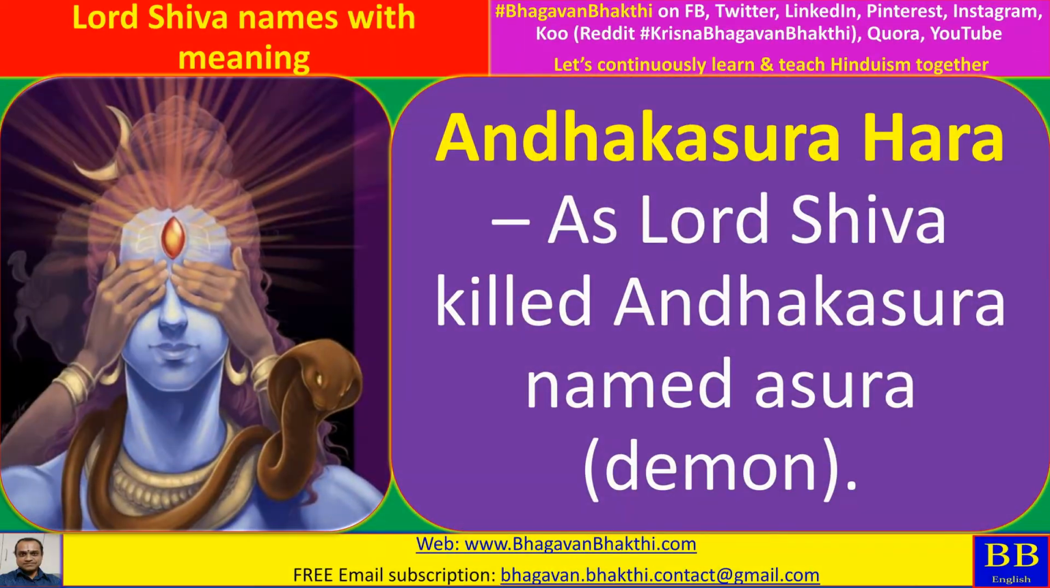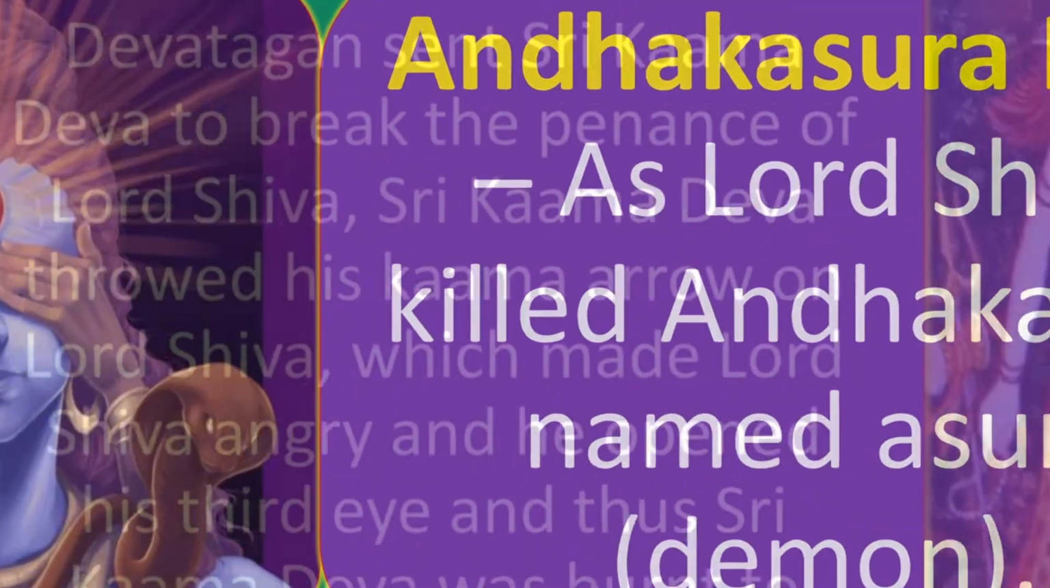Lord Shiva is called Andhakasura Hara because Lord Shiva kills a demon called Andhaka. Because he was an Asura, he was called Andhakasura. Lord Shiva is the one who has killed the Andhakasura. That's why Lord Shiva is called Andhakasura Hara.